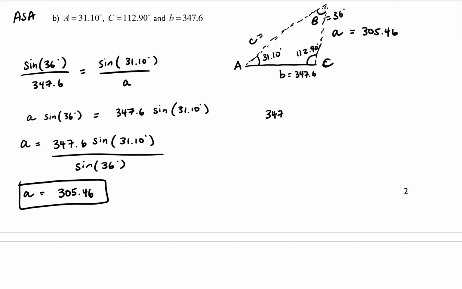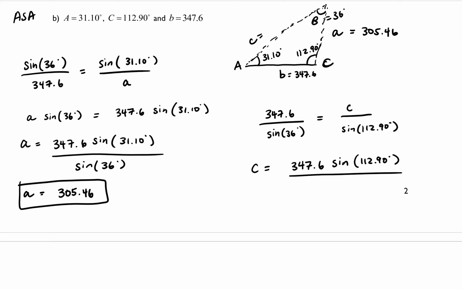So it also holds true that 347.6 over sine of 36 degrees is equal to lowercase c over sine of 112.90 degrees. And that makes things a little bit easier because now I can just multiply both sides by sine of 112.90 degrees. And if we do that, then we get c is equal to 347.6 times sine of 112.90 degrees over sine of 36 degrees.